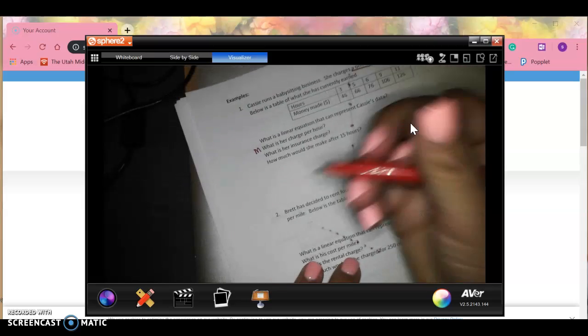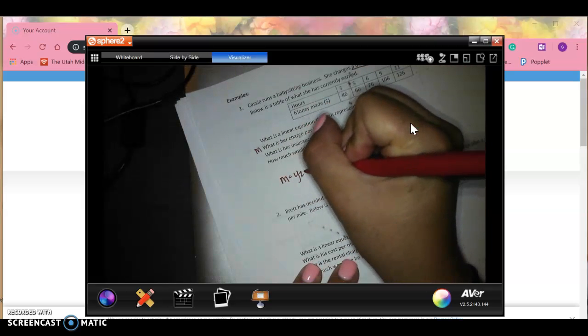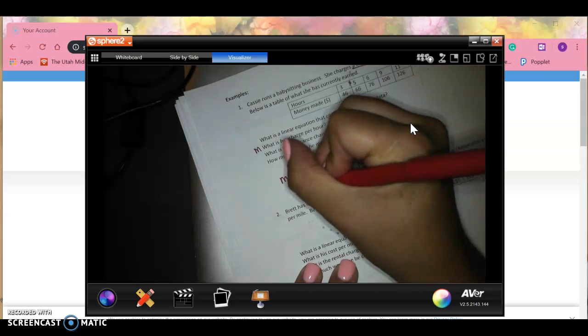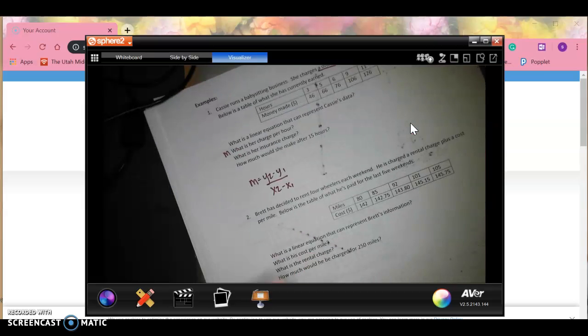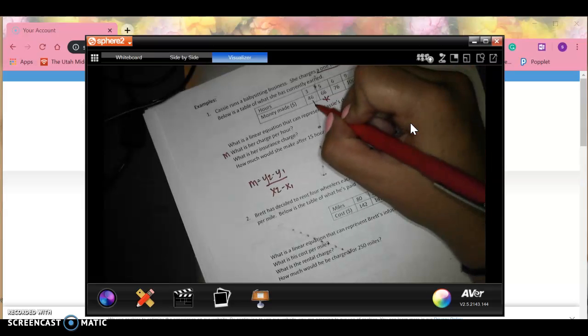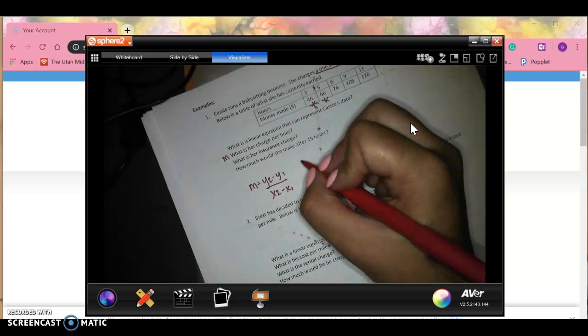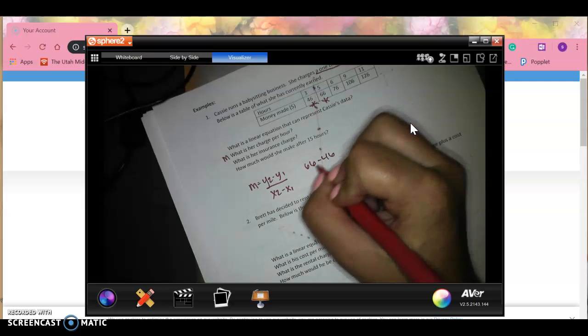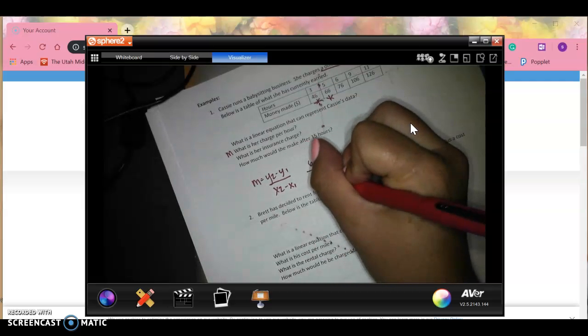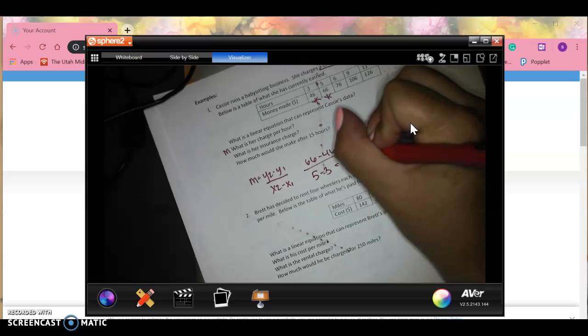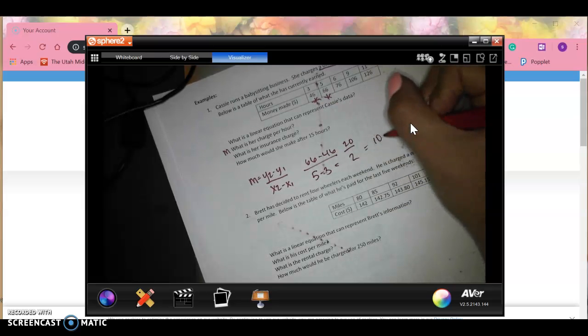So let's find our slope. We know my slope is equal to y2 minus y1 over x2 minus x1. We can plug in any 2 points. For me, I'm going to use the first 2. So y sub 2 will be 66 minus 46. Y sub 1 is 5 minus 3. You get 20 over 2, which is 10. So my slope is 10.